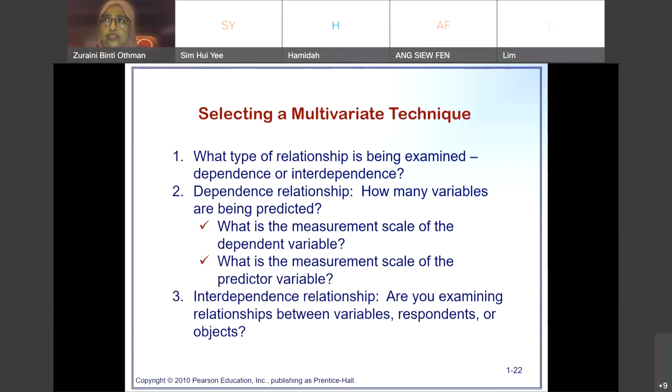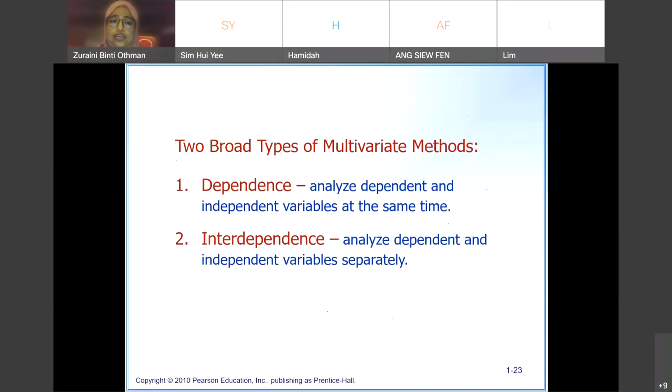We want to know the interaction between one variable and another variable, one factor and another factor. Okay, these are the two broad types of multivariate method, which are dependence and interdependence. Dependence analyzes dependent and independent variables at the same time. But for interdependence, it analyzes the variables separately.